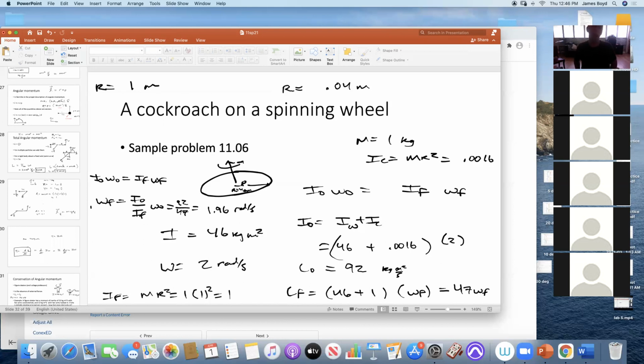It's kind of weird to think about, but it's exactly like putting your arms out slows you down. This mass moving to the edge actually slows down the entire thing.